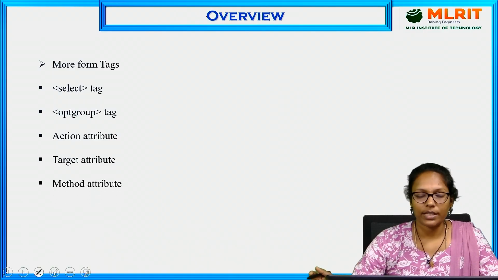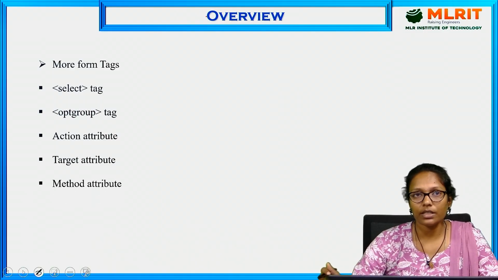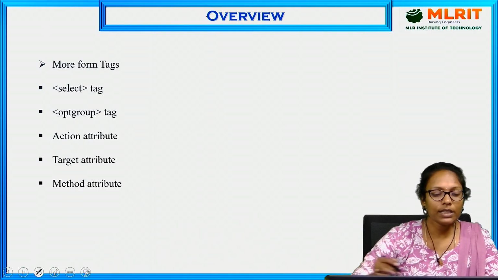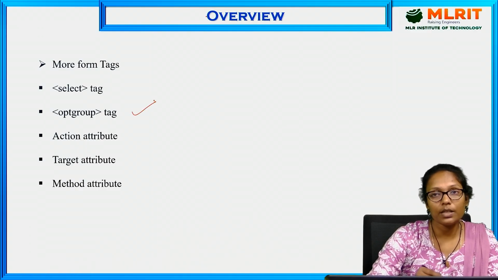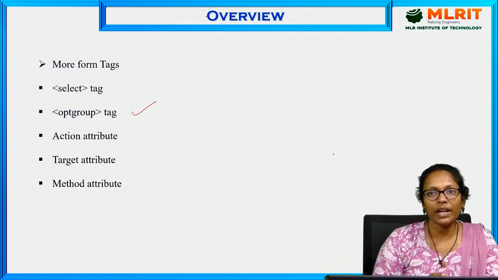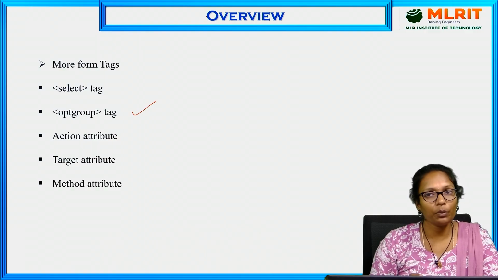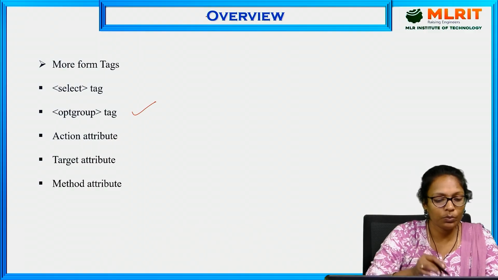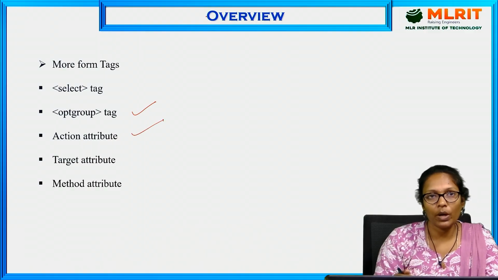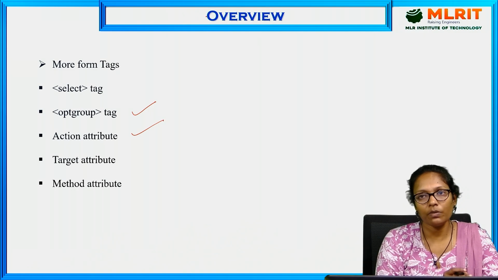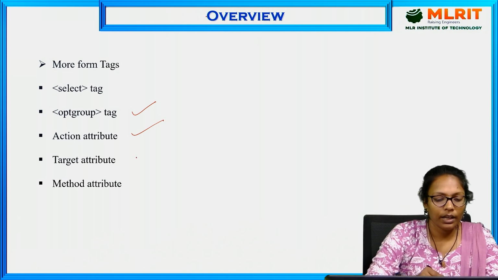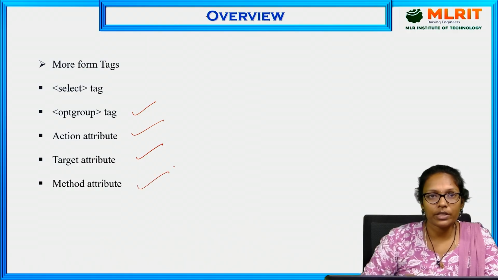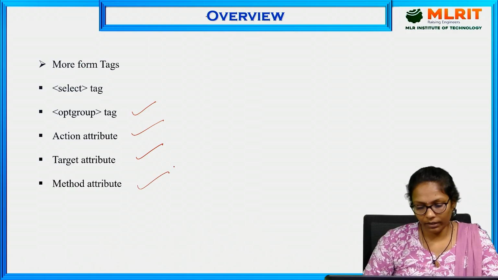more form tags. In the previous presentation, we discussed the select tag, but under the select tag, we now also discuss the opt group. Previously we added only the options. Now we are going to make groups in those options also. And the action attribute: I just mentioned it in the previous video, but now we are going to discuss it in depth. The target attribute also, and the method attribute of the form tag.